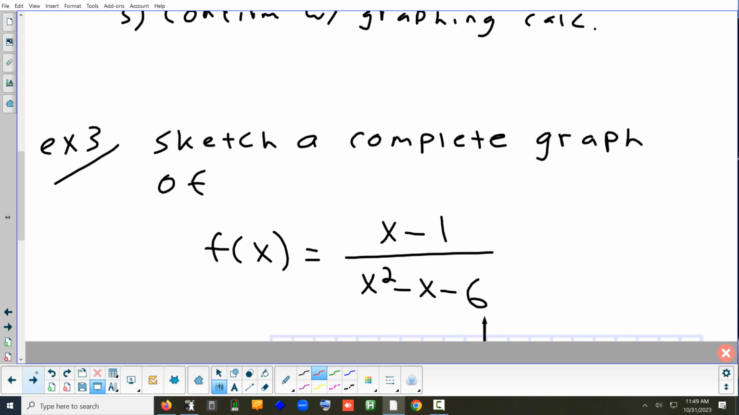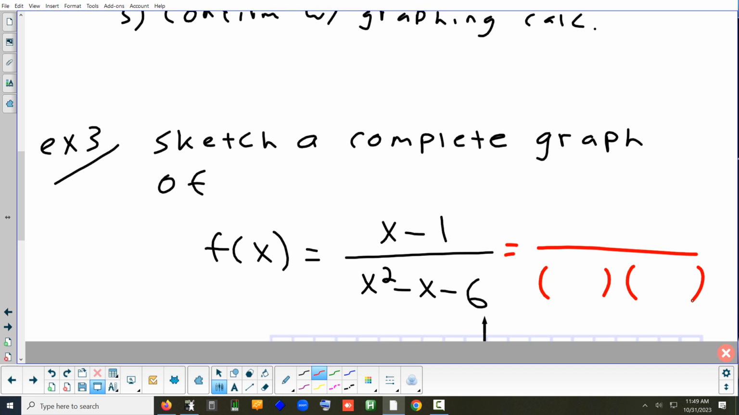Okay, so here's your graph: f of x equals x minus 1 over x squared minus x minus 6. First thing I would do right away is find where the denominator equals 0. That's for your vertical asymptotes. So we should factor it. You don't have to factor it to do everything, but you're going to have to factor it at some point. So let's get that out of the way.